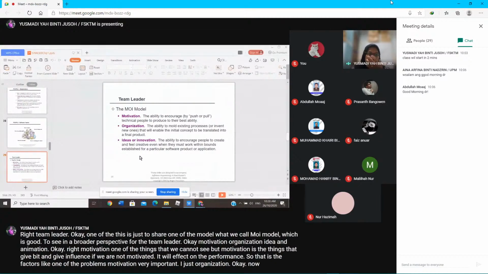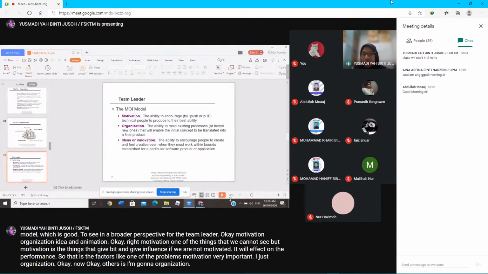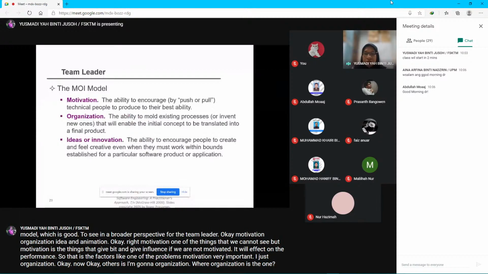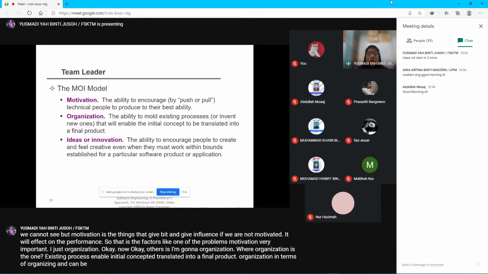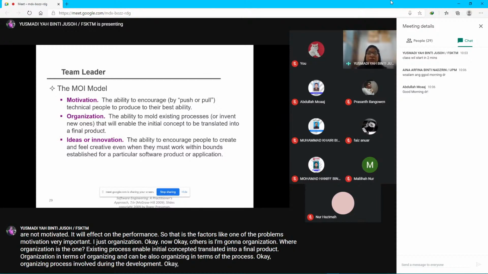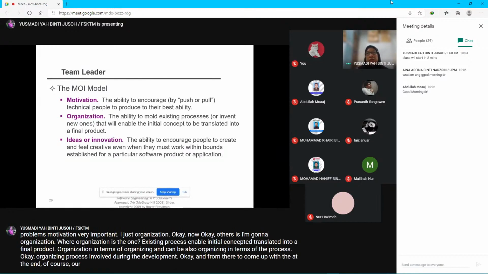Okay, next is on organization, where organization is the existing process that enables an initial concept to be translated into a final product. Organization in terms of organizing, and can also be organizing in terms of the process. Organizing the process involved during the development. And from there, at the end, of course, our aim as a developer is to produce a good quality product.